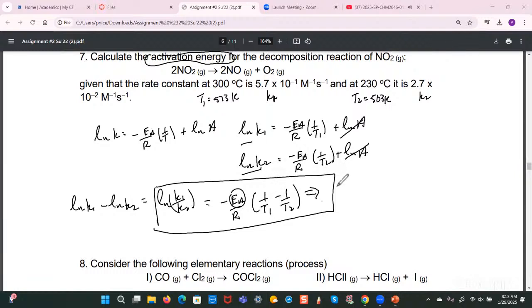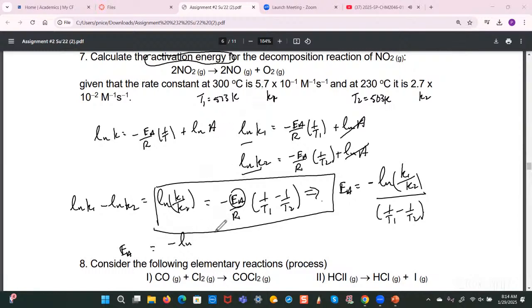So we have to rearrange this equation here. So activation energy will therefore be equal to minus ln K1 over K2 divided by 1 over T1 minus 1 over T2. So basically all we have to do now is put the numbers in. So let's see here. K1 is 5.7.